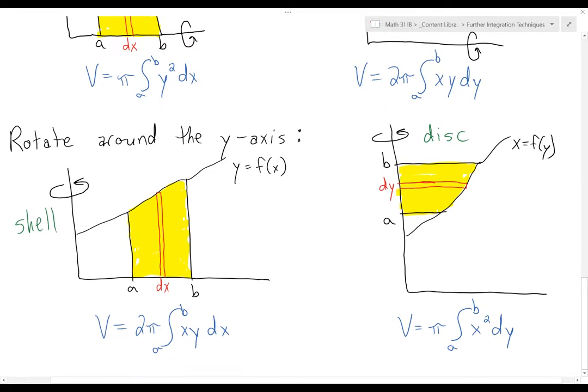In the cases of disks, we're basically using the formula for area of a circle because the shapes that get formed are disks, so in other words, circles. And for the shell method, we're basically using the formula for surface area of a cylinder because the shapes that get formed are tubes, which are like the surface of a cylinder.